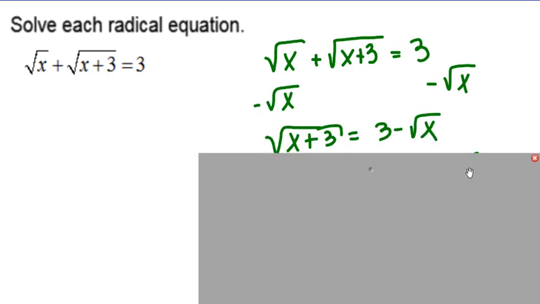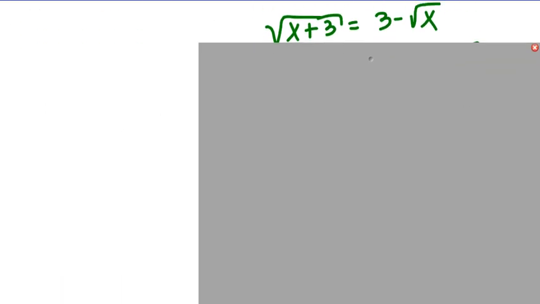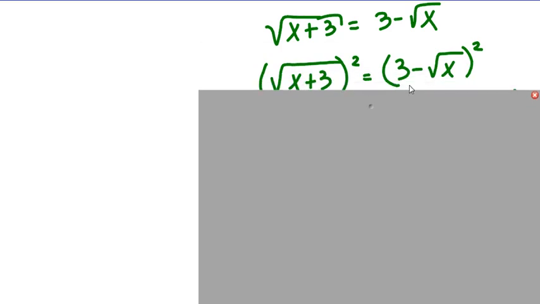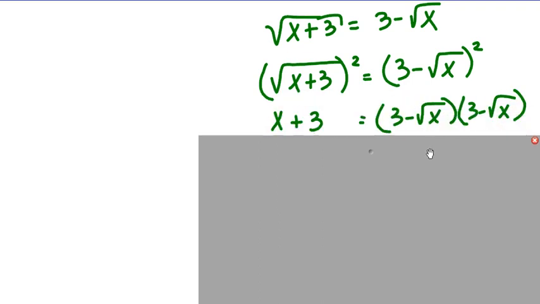Now that we have a radical on each side, we can square each side of the equation and see what results. Squaring a radical will undo it. But we have to be careful on the right-hand side because we have two items that are being squared. So we're going to think about this as 3 minus the square root of x times 3 minus the square root of x. We know we have to distribute, so 3 times 3 is 9.